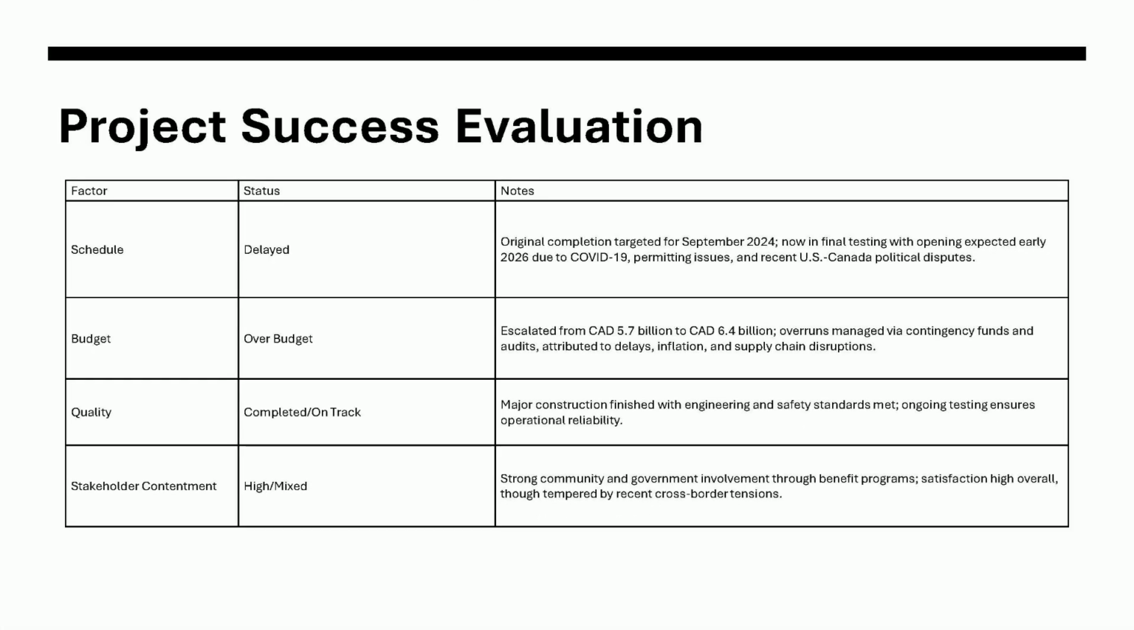Building on the critical communications we've just discussed, which helped keep everything aligned during challenges, let's wrap up with our evaluation of the project's success. This slide addresses the core question: was the Gordie Howe International Bridge project successful, and why or why not? As you can see in the table here, we've assessed key factors based on the case study and recent updates as of March 2026. Starting with schedule, it's delayed from the original September 2024 target, but major construction is now complete and the bridge is in the final testing and commissioning phase.